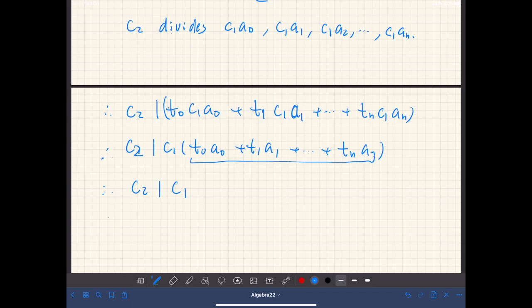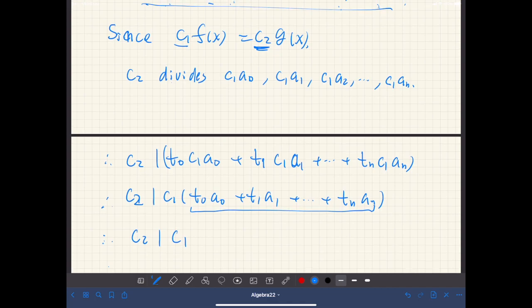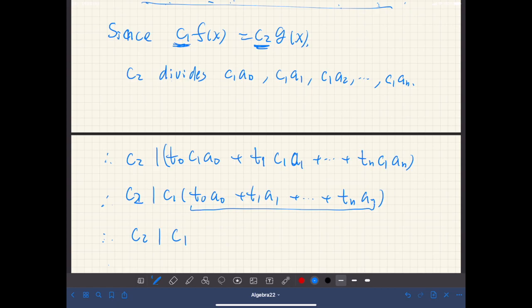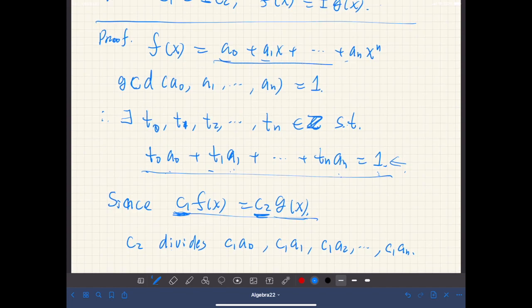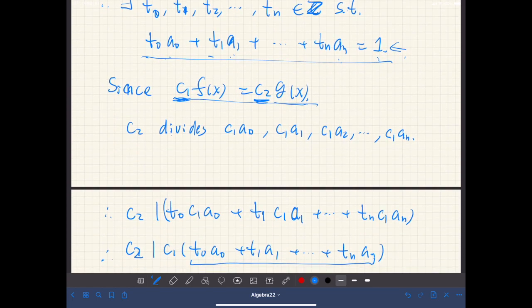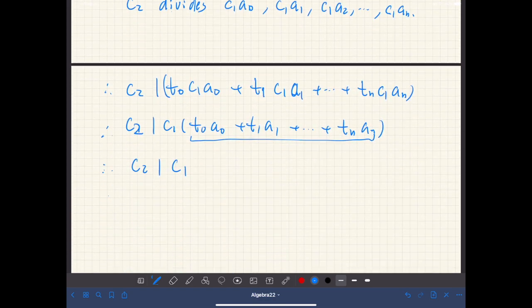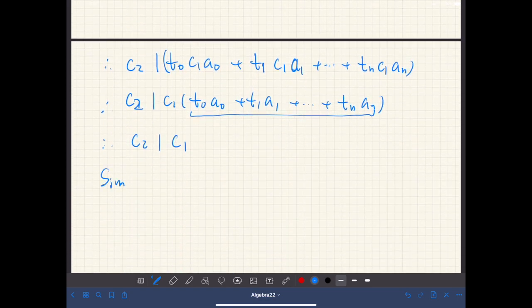And we can apply the similar logic the opposite way. If we define g of x in terms of some explicit polynomial like this, then c1 divides c2 times all the coefficients of g of x. Then similarly, c1 divides c2.